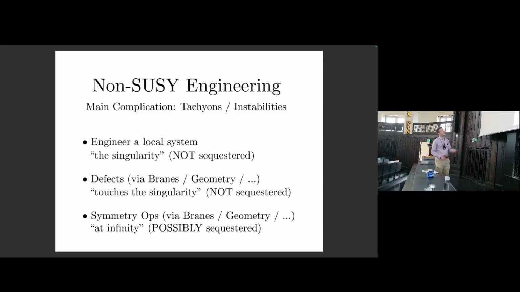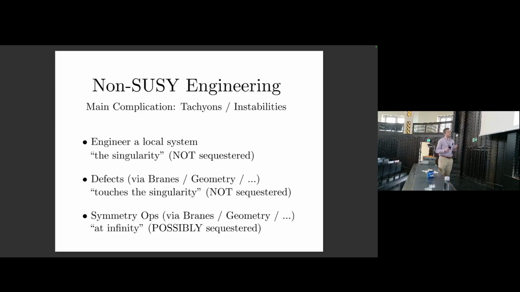So what I'm going to do is, number one, engineer the tip of the cone, the local system of interest. This is not going to be sequestered from the tachyon in any sense. How could it be? It's right where all the action is. The defects will also be introduced by having an object, a brane, which extends from the tip of the cone out to infinity. These are not really sequestered either because the defect is touching the cone, but it's a big, heavy object, and so there's more control over it. It also extends out to infinity, where the tachyon has not leaked out yet.